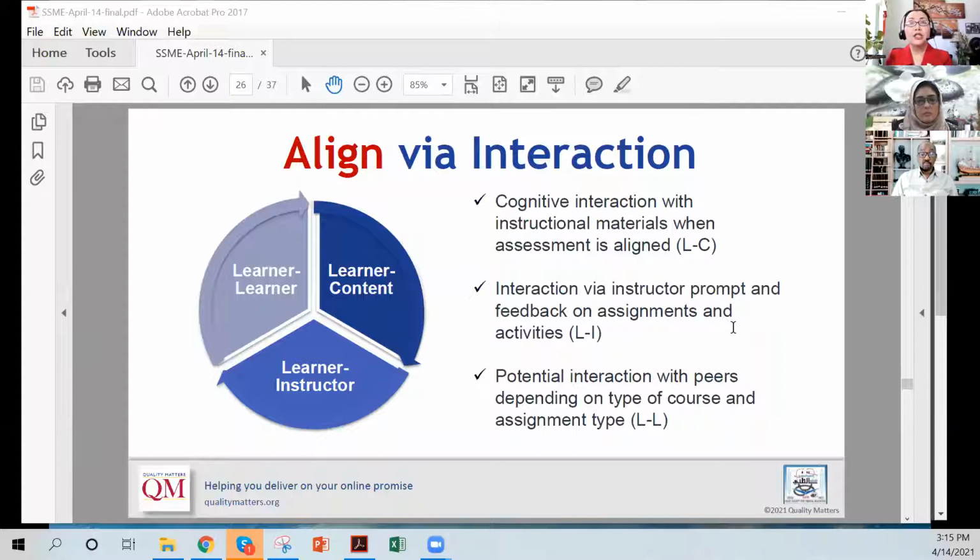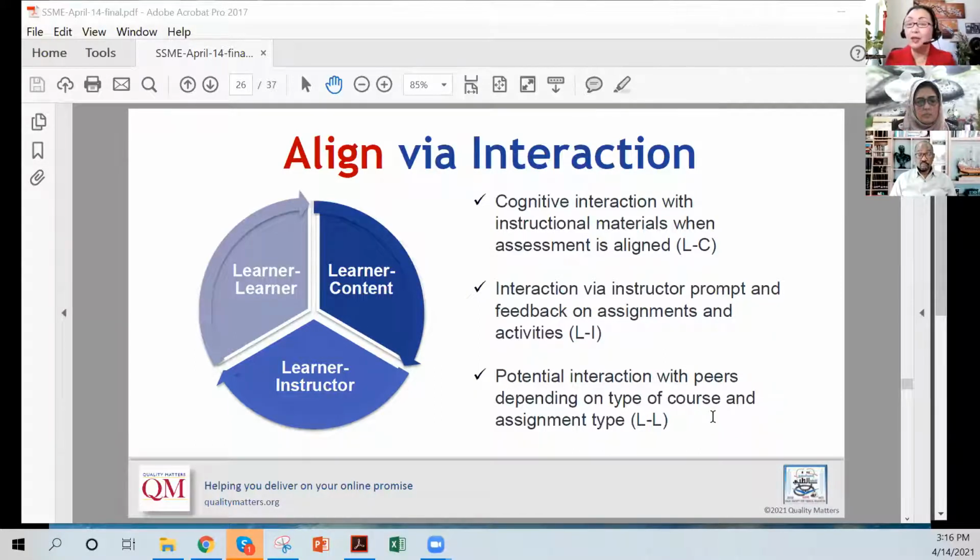Okay, so tie this back to the QM standards. When we talk about interaction, because Dr. Khalid was saying earlier how to make my lecture interactive, and there is a way. Yes, if there's a will, there is a way. And online teaching and learning is not new.